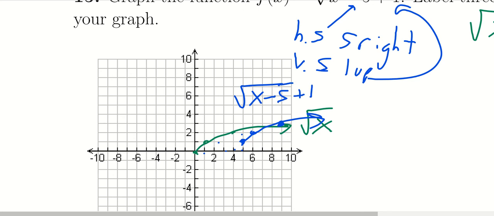Couple key points that are going to be on this graph. We have the ordered pair 5, 1. We would also have the point 6, 2. And we have the point 9, 3.